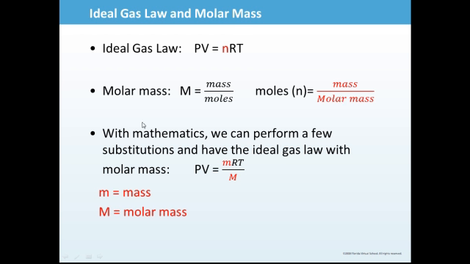Now, with some simple mathematics, we can perform a few substitutions in the ideal gas law, and where we see moles, we can substitute mass divided by molar mass. And so now we can use the ideal gas law to actually solve for the molar mass of a gas and possibly identify an unknown gas. So here's our new formula that you need to make sure you write down. PV equals mRT divided by M, where m is the mass in grams and M is the molar mass.